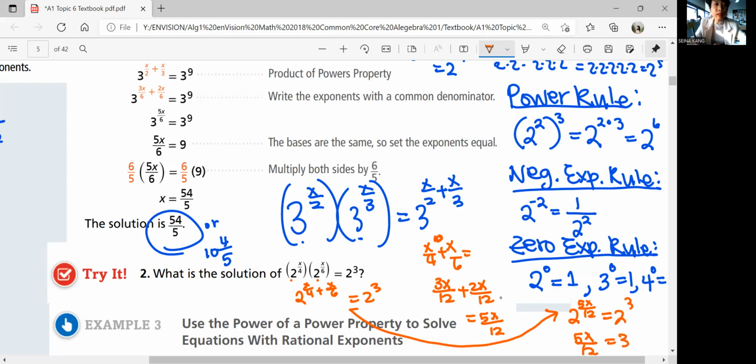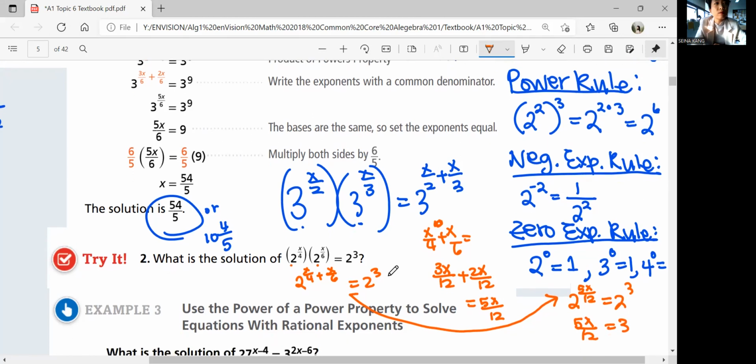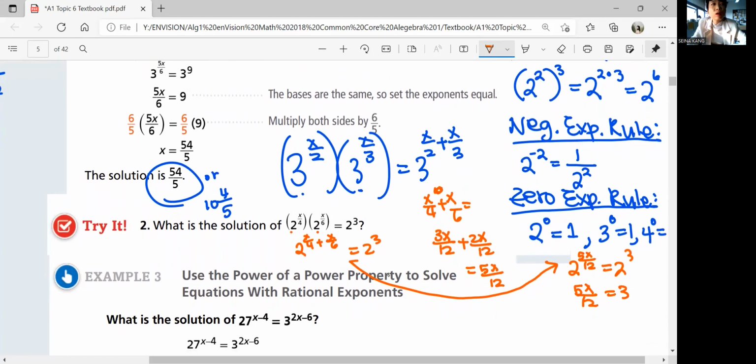must be equal to 3, right? So solving for x, you're going to multiply 12 on both sides. And you get 36. Divide 5 on both sides, you get 36 divided by 5, which is 7.2. So x is equal to 36 over 5 or 7.2 is your answer. Okay, if you got it correct, good job.